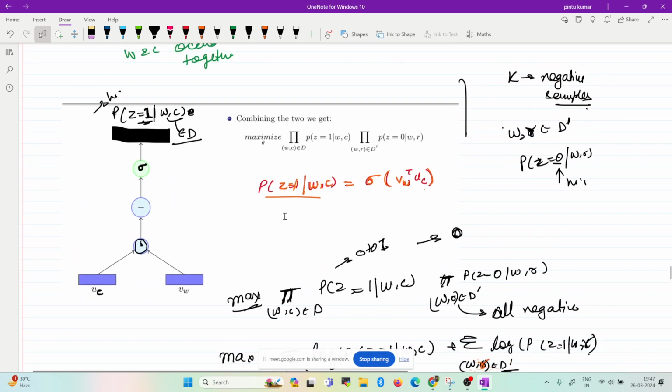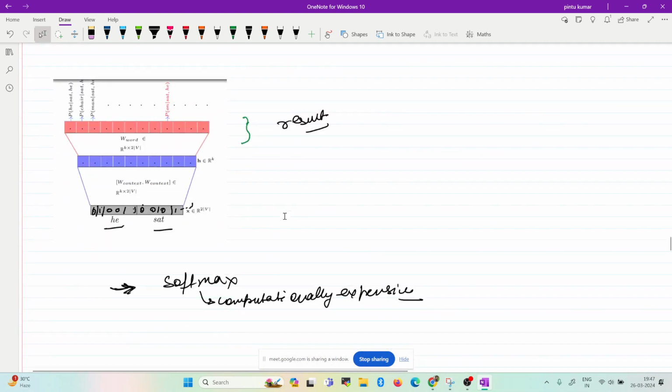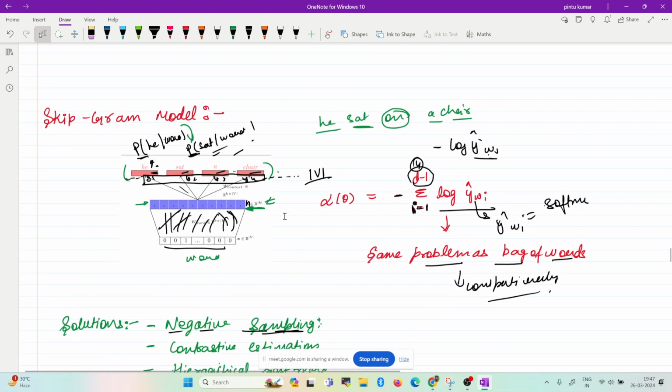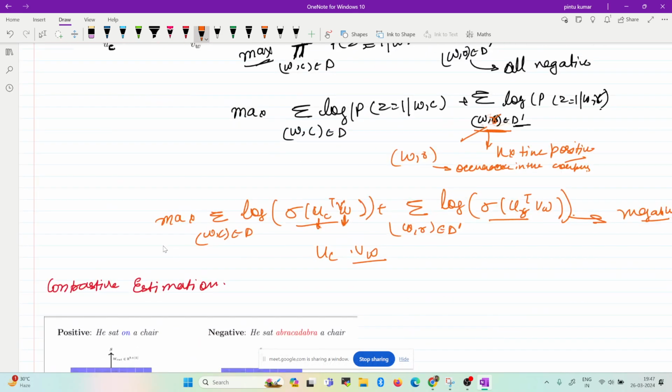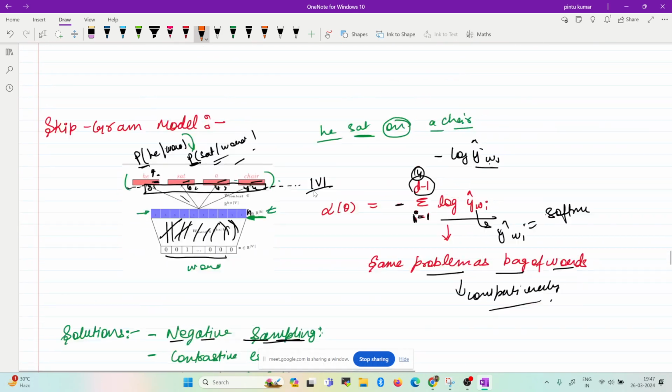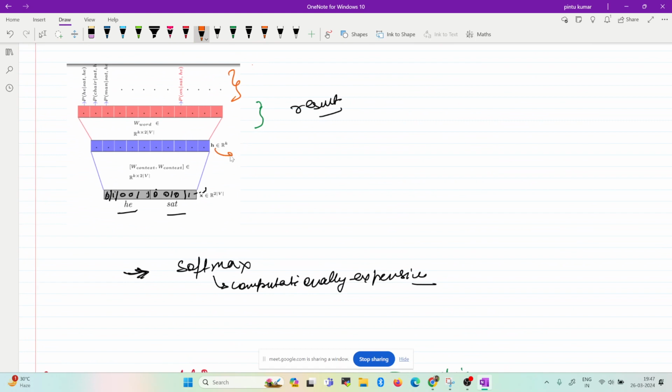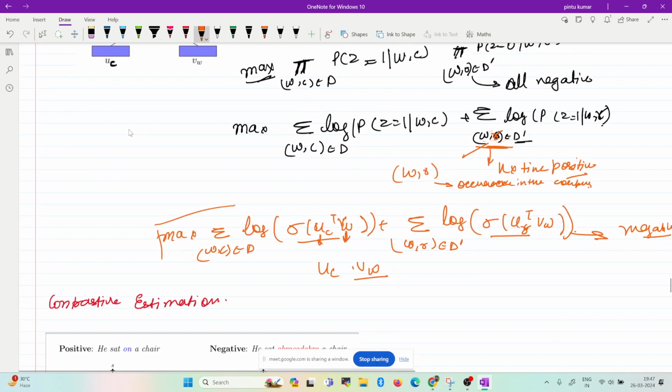So how do you learn these things? If you look at the skip-gram model or whatever models we have looked at above, the only thing that will change is the loss function in the last layer. This loss function in the last layer would be replaced by these quantities, and you will obtain your UC as your H, and VW would again be rows of this particular weight matrix. So these things would again be learned via the neural network only.